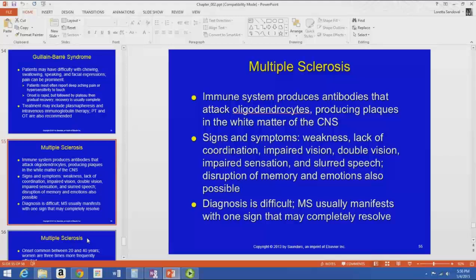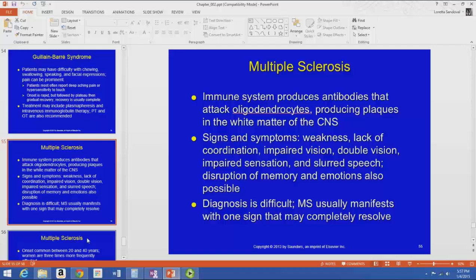So they're the myelinating cells in the central nervous system, and they produce plaques in the white matter of the CNS. So the signs and symptoms are hugely varied because it depends on which neurons are affected. A lot of people have the signs and symptoms listed here: weakness, lack of coordination, impaired vision, double vision, impaired sensation, slurred speech.